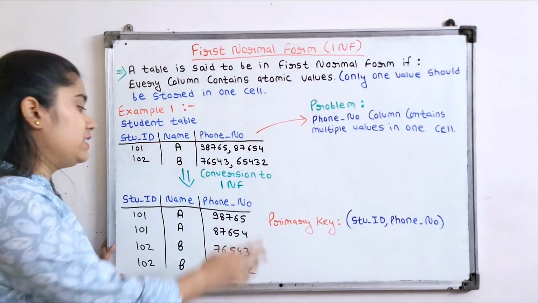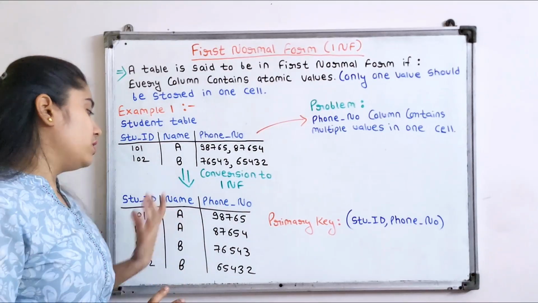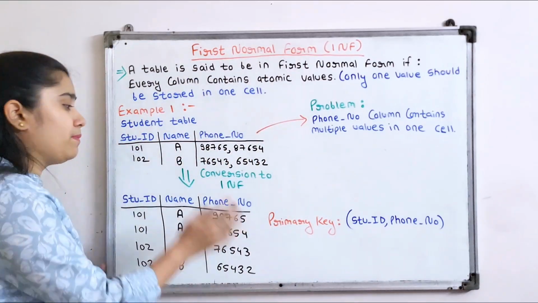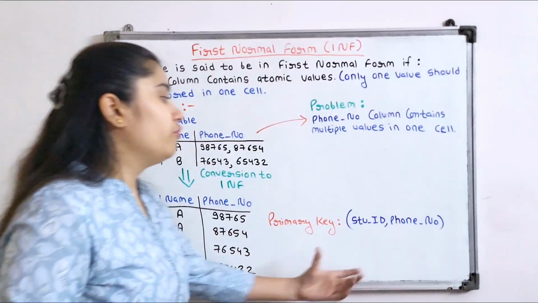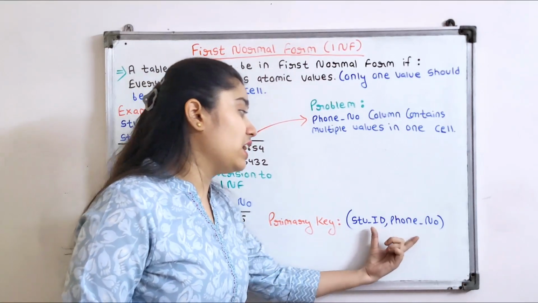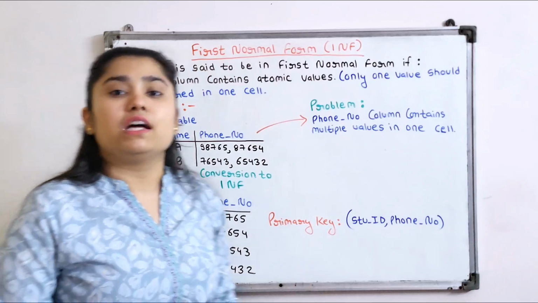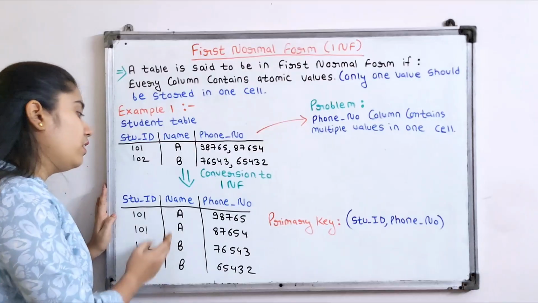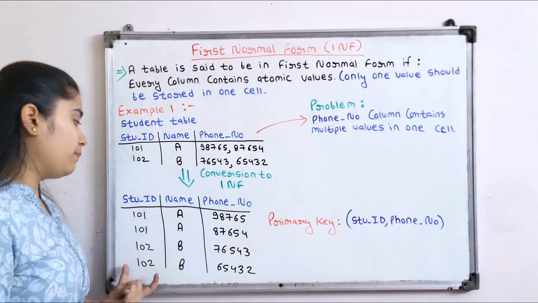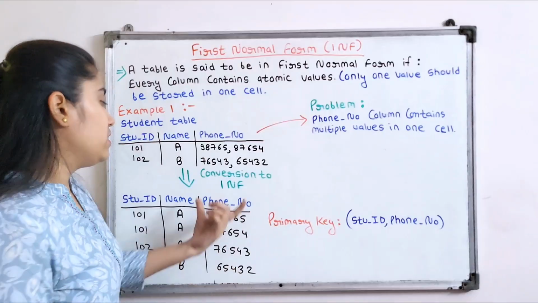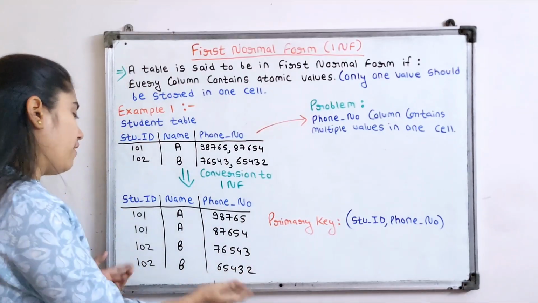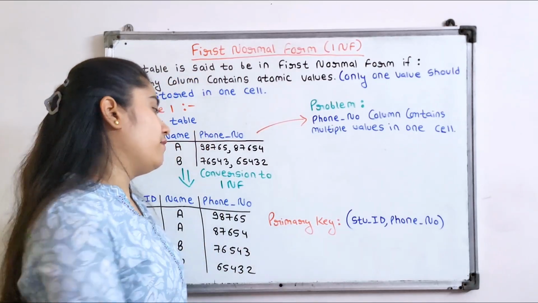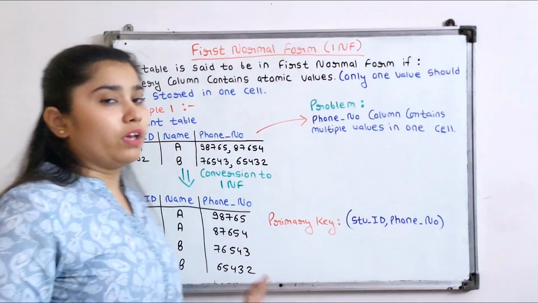Now in this table each cell has only one single value, so this satisfies the condition of the first normal form. And now what will be the primary key of this table? The primary key will be student ID and phone number combined. As it is a combined primary key, it is also called a composite primary key. Why? Because not only student ID uniquely identifies the table, and not the name, and not the phone number. So we have to combine both columns to make it a primary key. So therefore here we have a composite primary key of this table. I hope you are clear with this.